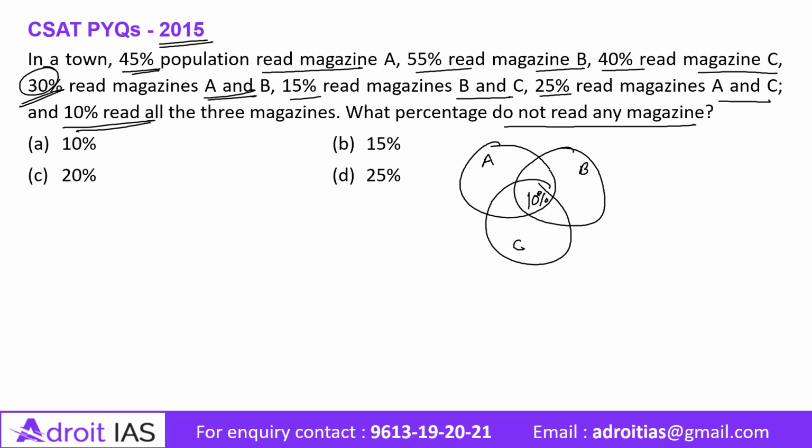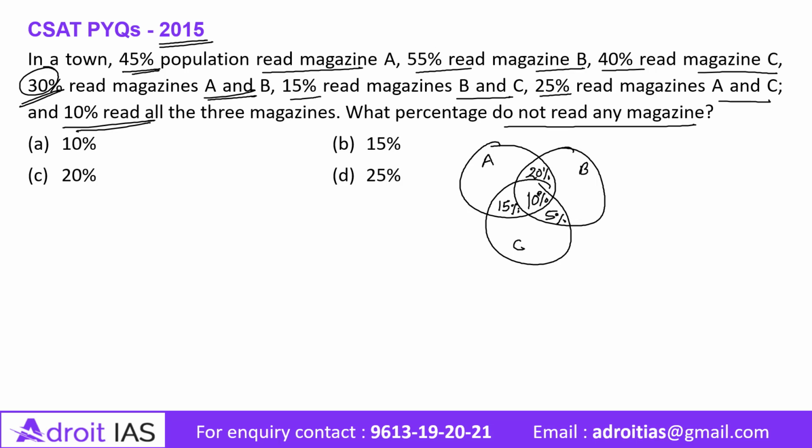10 is already here, so we are left with 20, right? Now B and C, 15%. So B and C will be coming over here. 10 is already here, so 5 is left. Similarly AC. 10 is already here and 25% read A and C, so 15 is left, right?